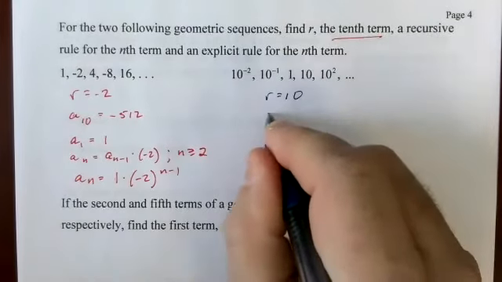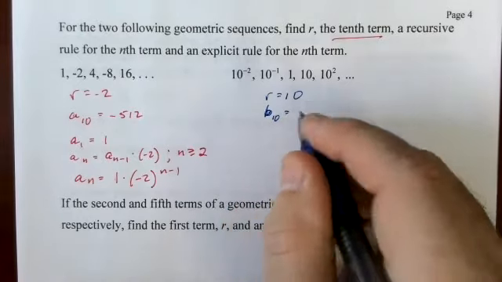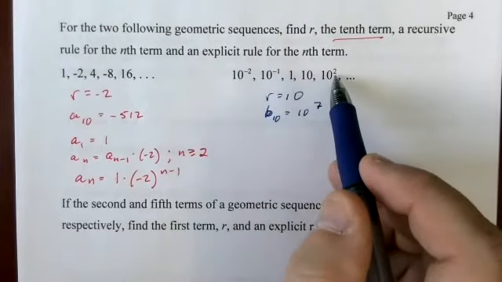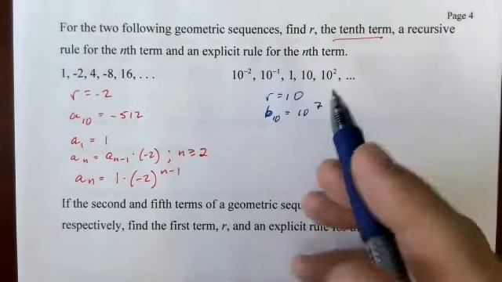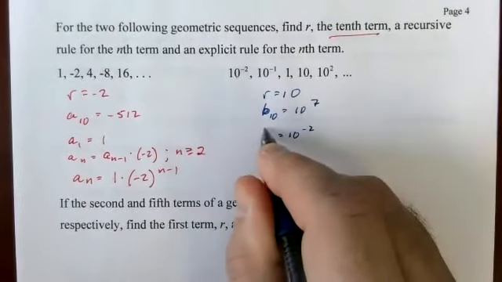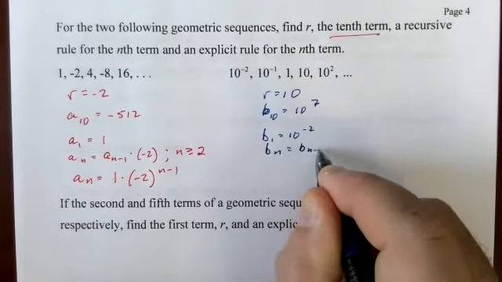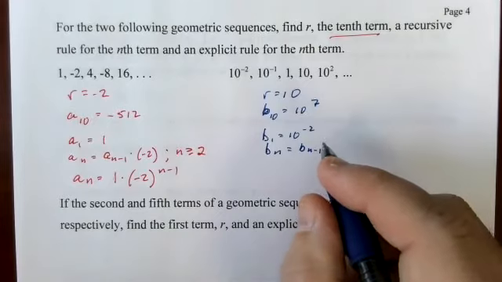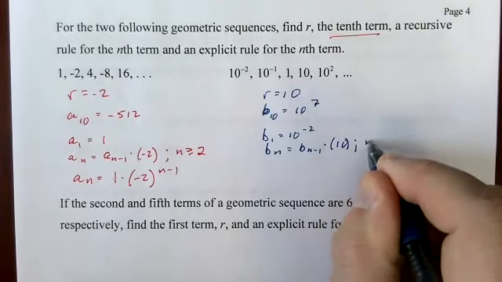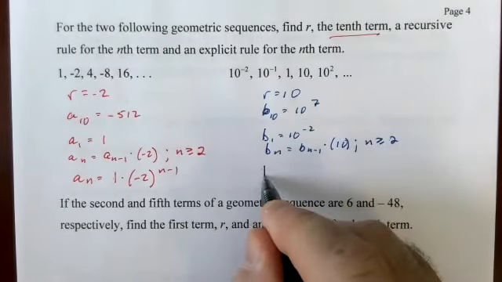R equals 10, call it B this time. B sub 10 equals 10 to the seventh. One, two, three, four, five. Five minus two is three, 10 minus three is seven. That makes sense. B sub one equals 10 to the negative second. B sub n equals B sub n minus one times 10, as long as n is greater than or equal to two.